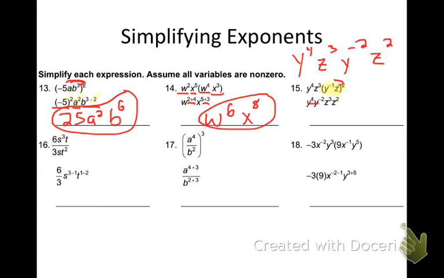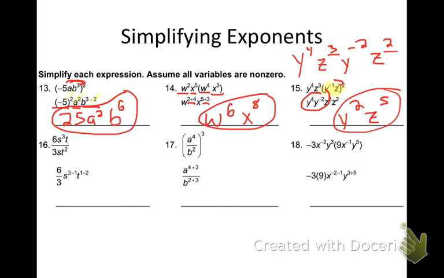And now I'm going to combine them. So what's 4 plus -2? Because I want to combine the y's. 2. So I have y squared. And then when I combine my z's, what's 3 and 2 going to give me? 5. So I have y squared z to the 5th power. Nice job. Okay, good work. 16.